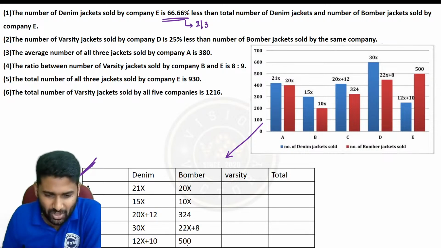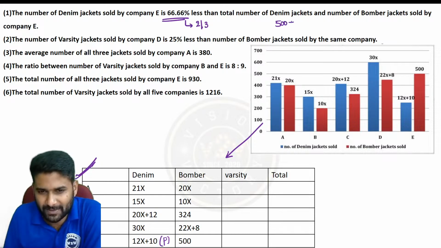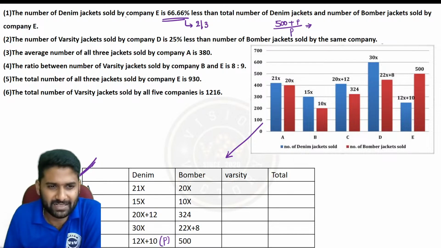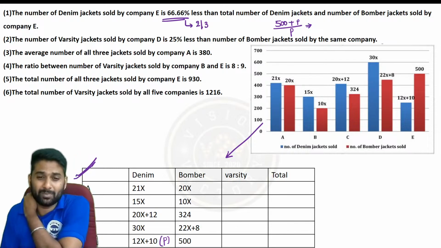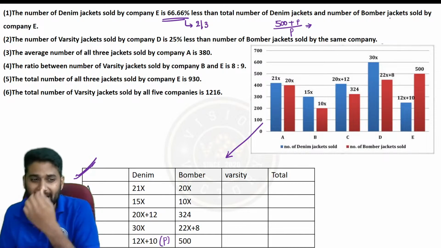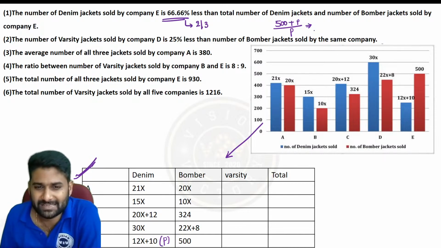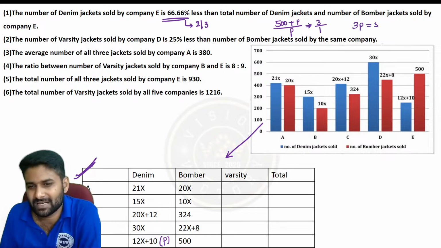Let's solve it this way. Instead of this value, let us assume P. Now denim plus bomber value is 400 plus P, divided by denim. Why? Because they clearly mentioned that the denim jacket value is 66.66% less than the total number of denim plus bomber jackets sold by company E. This means if both together are 3 units, the denim value should be 2 units less, which means it's a value of 1 only. Now 3P is exactly equal to 500 plus P. So in this calculation, you can understand that the P value is 250.